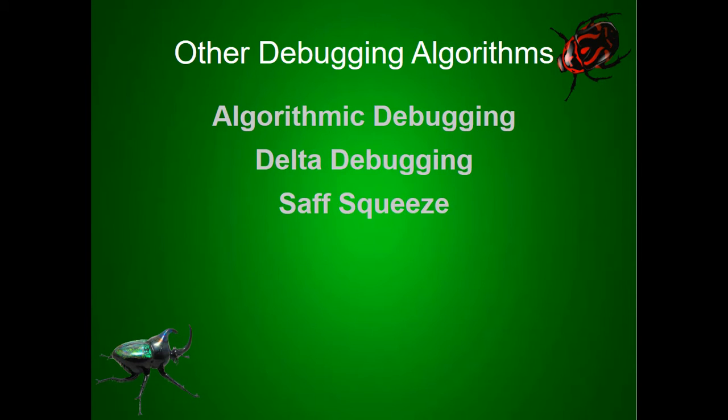Delta debugging is made up of, and I quote, two different algorithms: simplification and isolation. In this algorithm, the failure-inducing input is simplified by examining smaller configurations of the input. The algorithm recurses on smaller failure configurations until it cannot produce a smaller configuration that still produces a failure. That's it. If you think that's complicated, Google SAF squeeze.